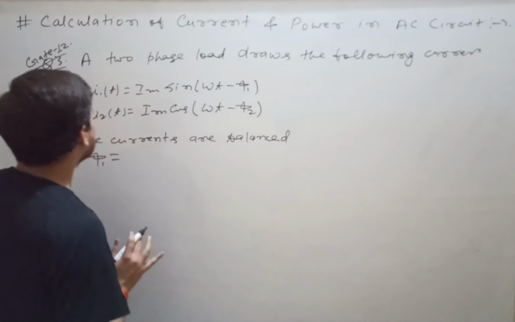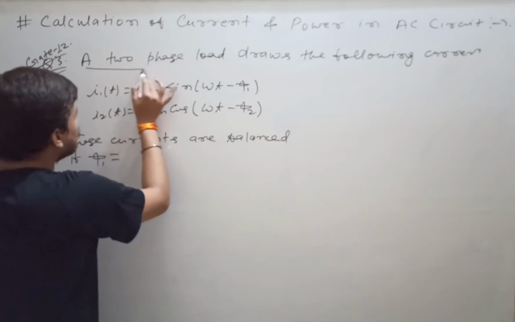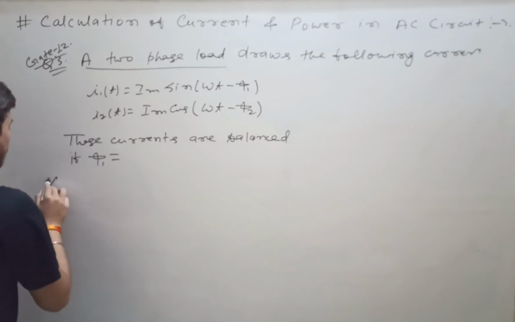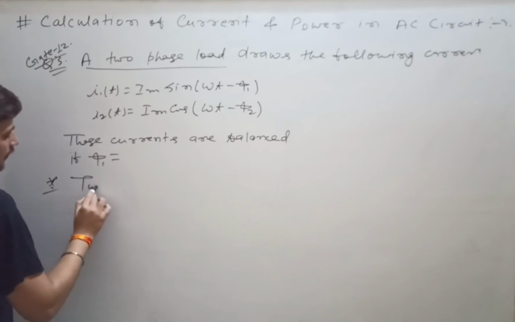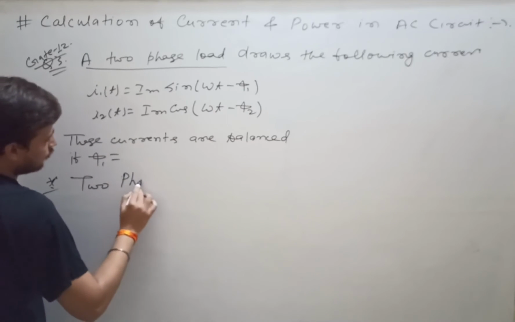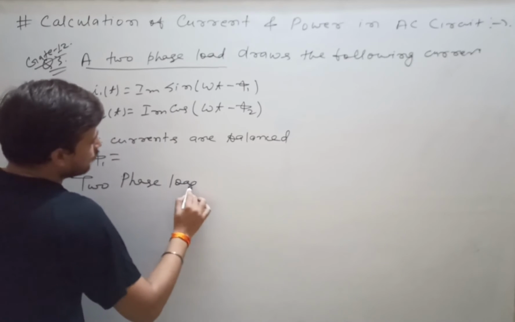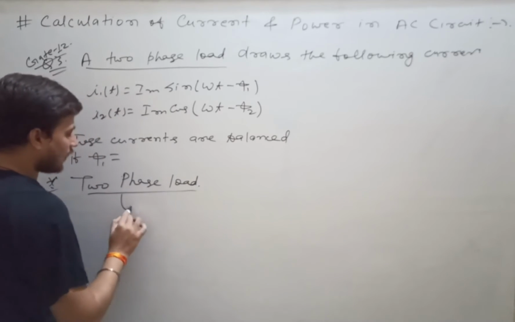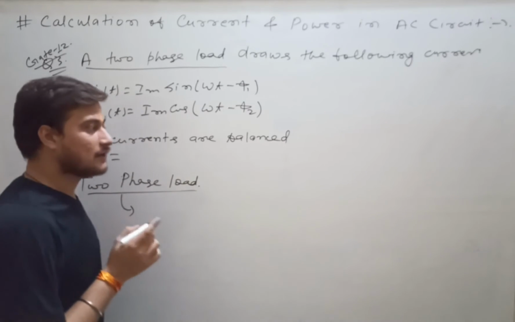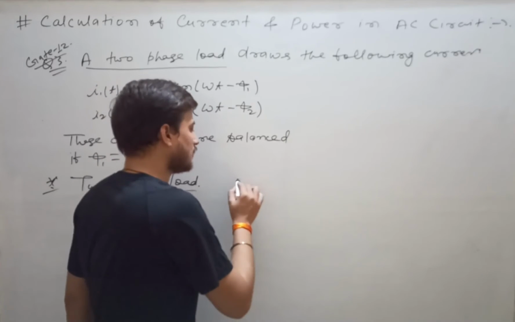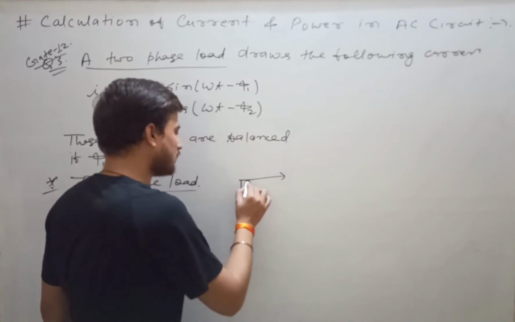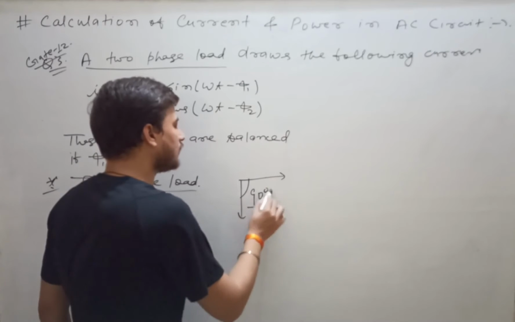Come to the solution. It is given two-phase load. So what is the meaning of two-phase load? Very important point. Two-phase load means the phase angle should be 90 degree. That means there are two windings and these two windings are 90 degree apart.